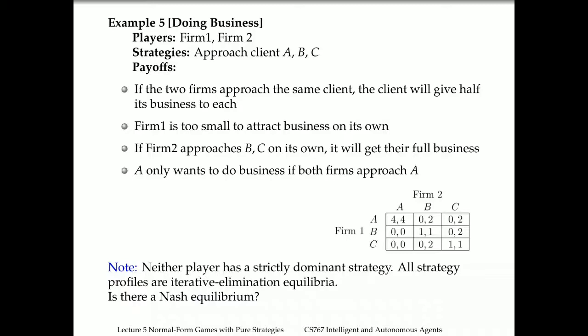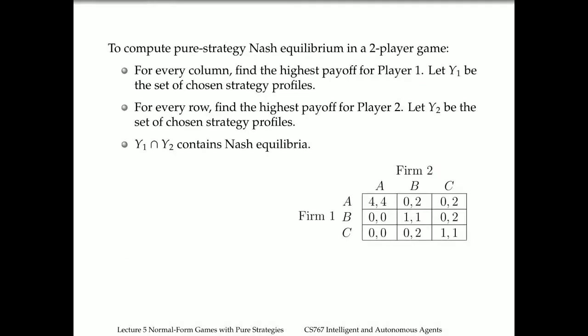And if you apply the iterative elimination algorithm, you may find that, in fact, you cannot eliminate any strategy because there's no strategy that is dominated. Right. So what can we do? Well, now we want to analyze whether there is a Nash equilibrium. How do we do that? Well, to compute the pure strategy Nash equilibrium in a two-player game, what we do is we analyze for each player their best response to the other players' strategies.